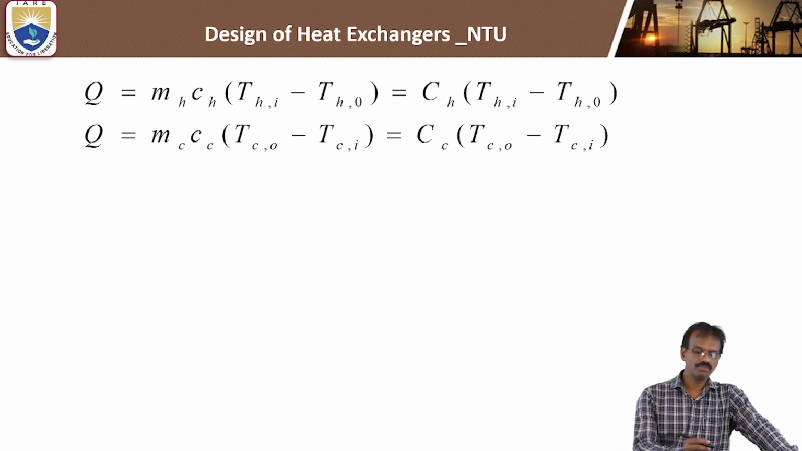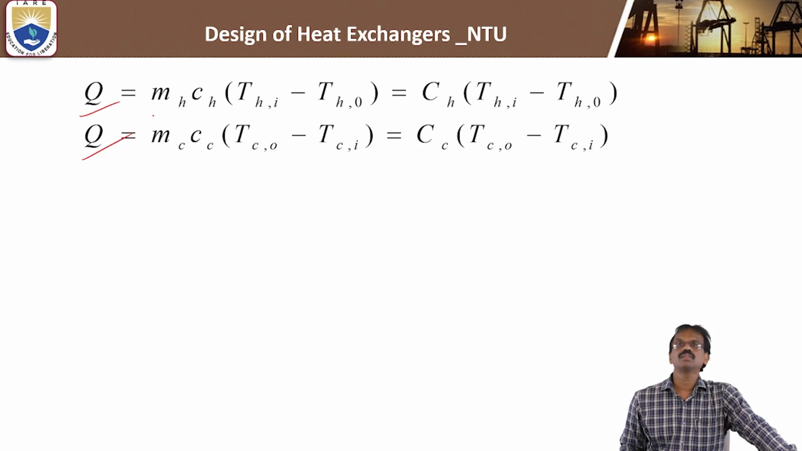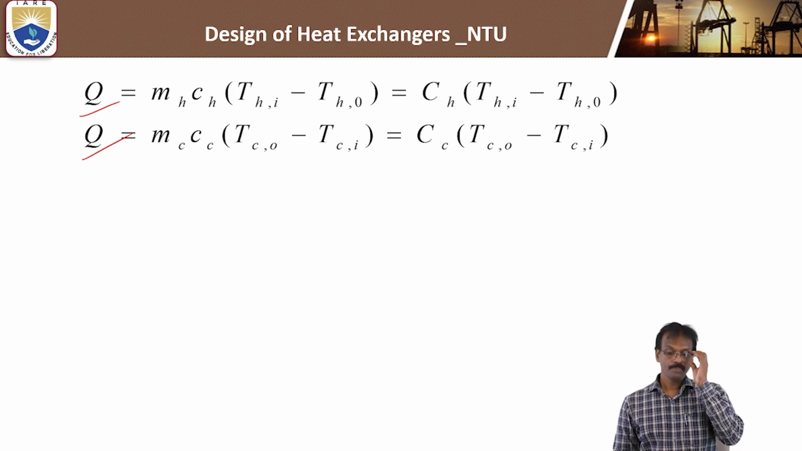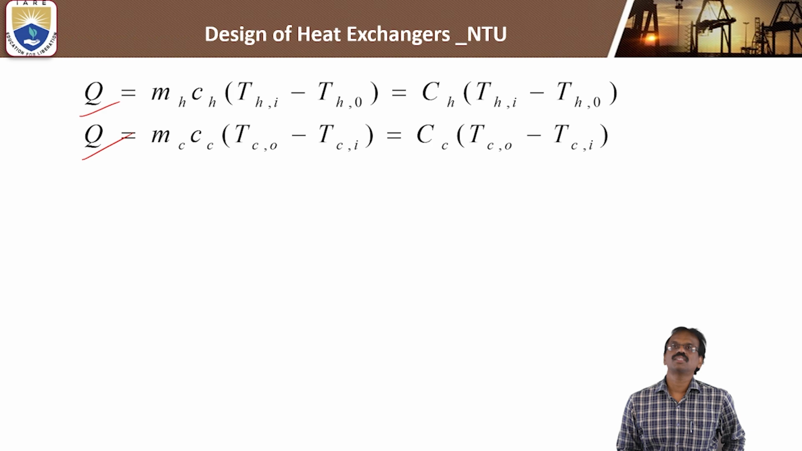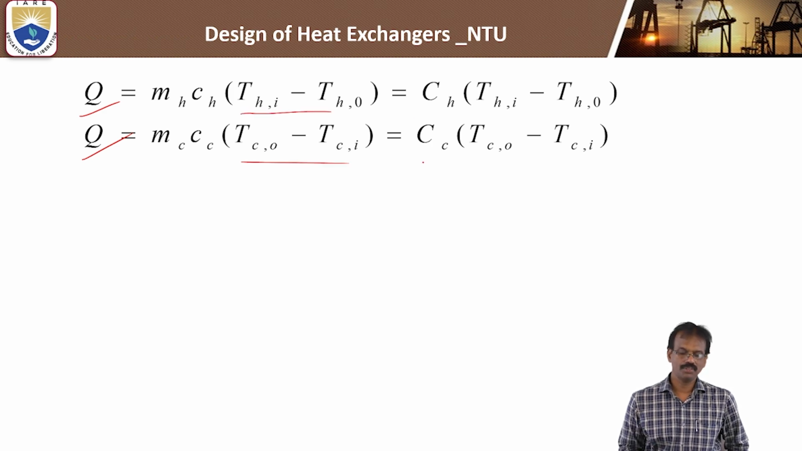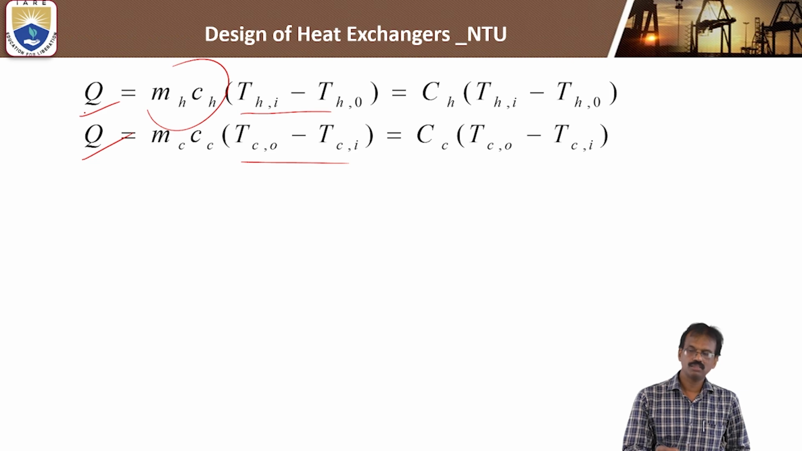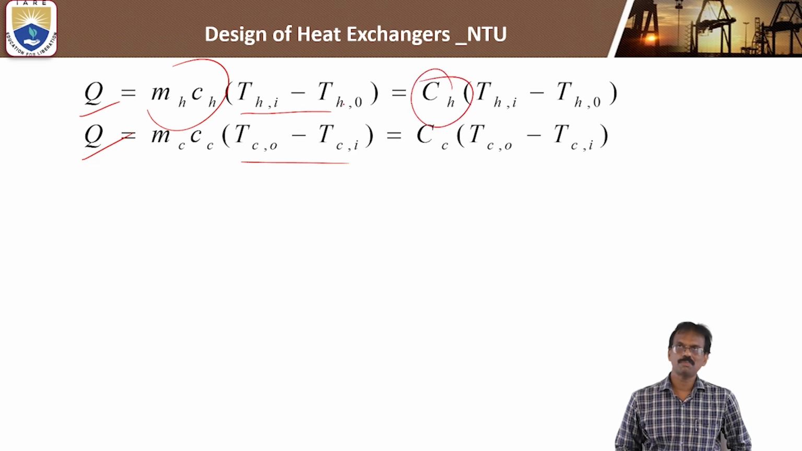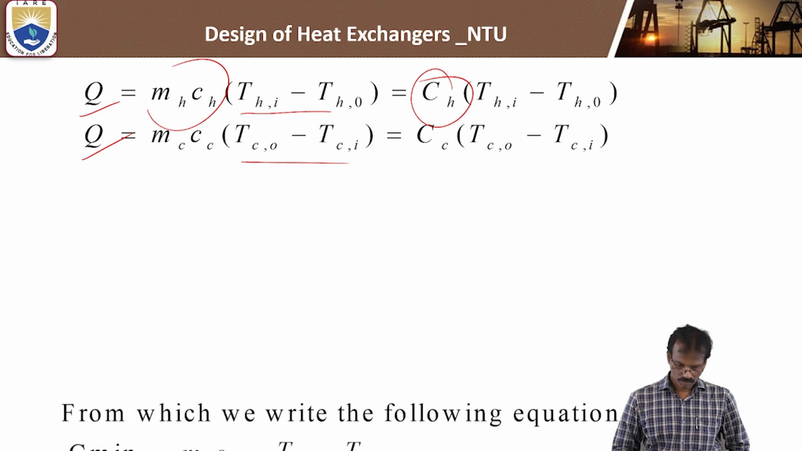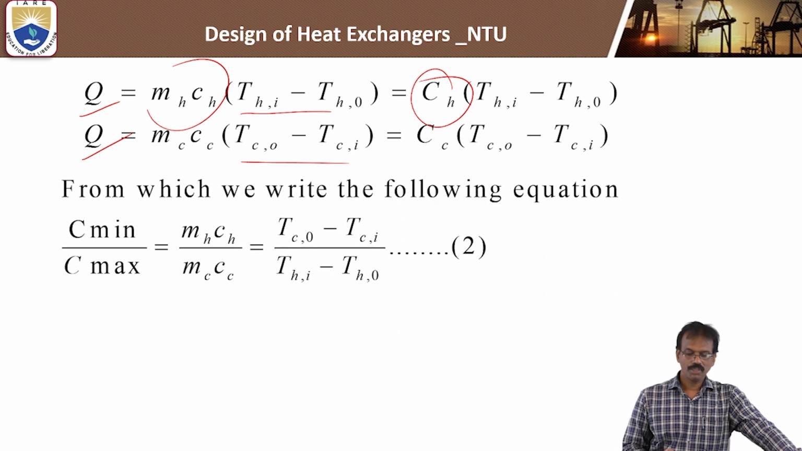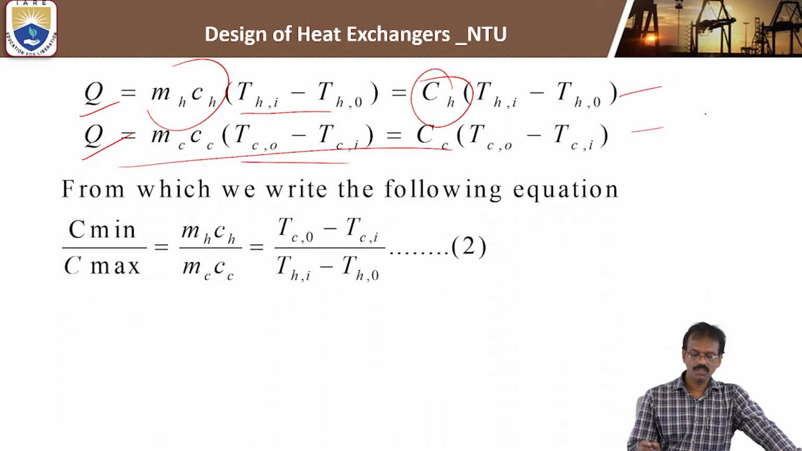This is the formula for the actual rate of heat transfer: Q equals MH CH into (THi minus THo). So these are the hot fluid temperature differences, and these are the cold fluid temperature differences. MH CH is nothing but capital CH, the specific heat of the hot fluid, into (THi minus THo). So by using these formulas, we are writing C minimum by C maximum.